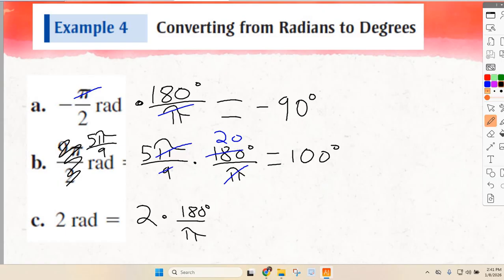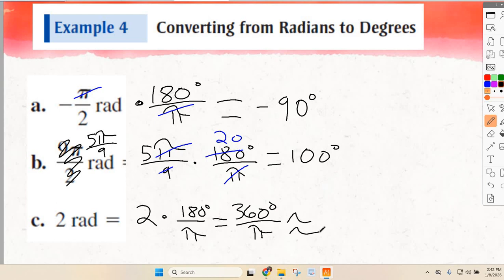But technically 2 pi is approximately 6 point something, and that 6 point something radians is equal to 360. I don't have 2 pi radians, I just have 2 radians here. Yes? Okay? So in this case you wouldn't need a calculator, because you're just going to do 2 times 180, which gives you 360. And then you're going to need to divide that by pi.